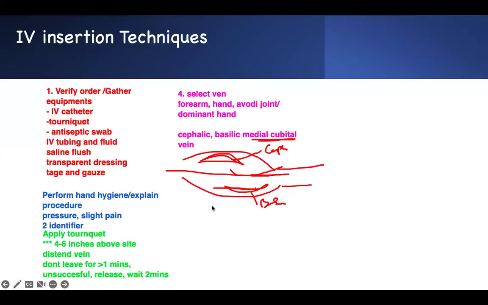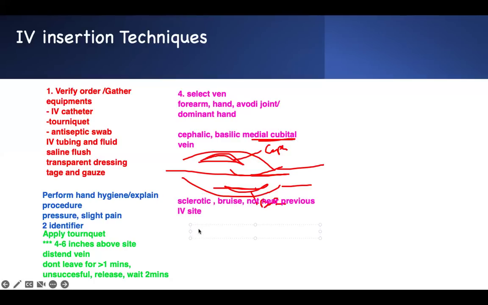Like I said, the things you should avoid are those near a joint. Avoid those that are near a joint as much as possible. If it looks sclerotic, don't use it. If it looks bruised, don't use it. And don't put it near a previous IV site. Don't select that.